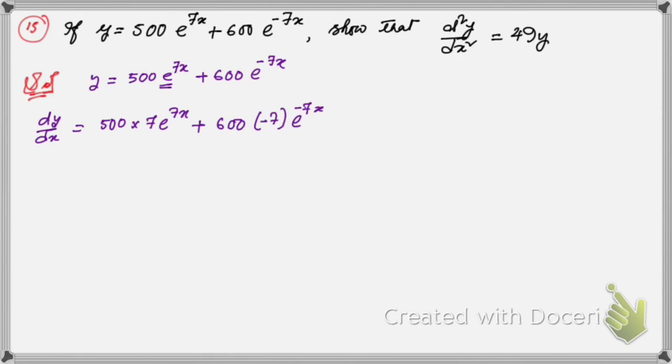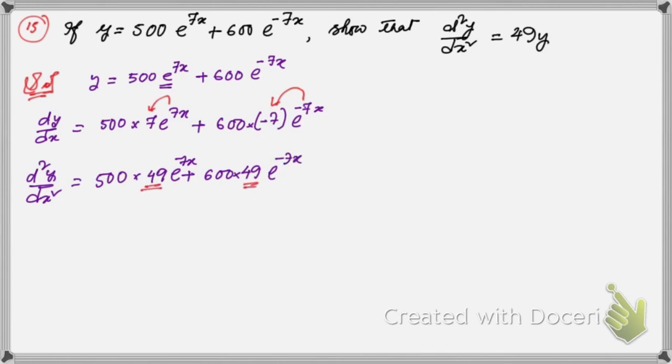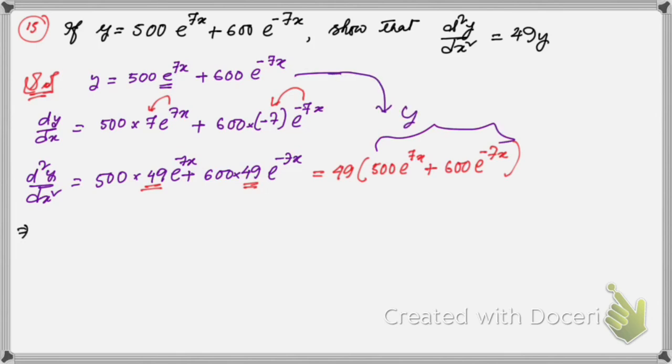If you differentiate it again in order to find the second order derivative, then you will get, so again 500 into 7 square, that is 49, e to the power 7x. I have forgotten this here. So 600 into 49 e to the power minus 7x again. Then take 49 common from both sides, and then you will get this result. So here you see the expression within the bracket is nothing but y. Now replace this y, so then you will get 49y. So that's proved. So hope you have understood this.